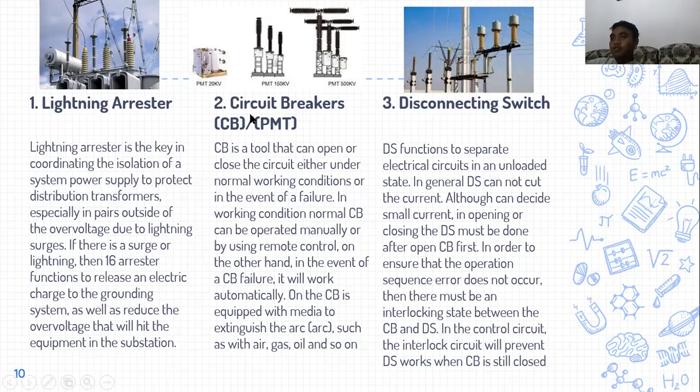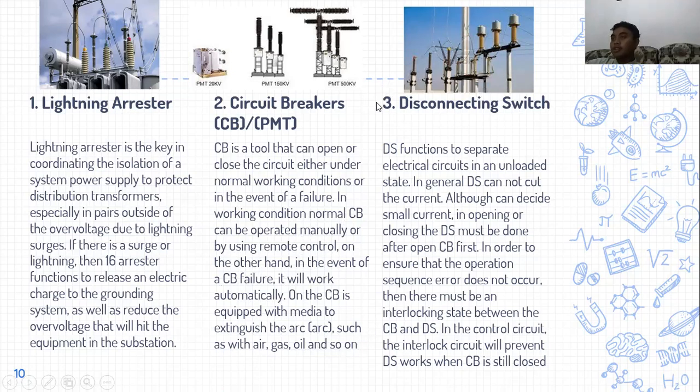Number 2 is circuit breaker, CB or PMT. CB is a tool that can open or close the circuit either under normal working condition or in the event of a failure. In normal working conditions, CB can be operated manually or by using remote control. On the other hand, in the event of a failure, it will work automatically. The CB is equipped with media to extinguish the arc, such as air, gas, oil, and so on.